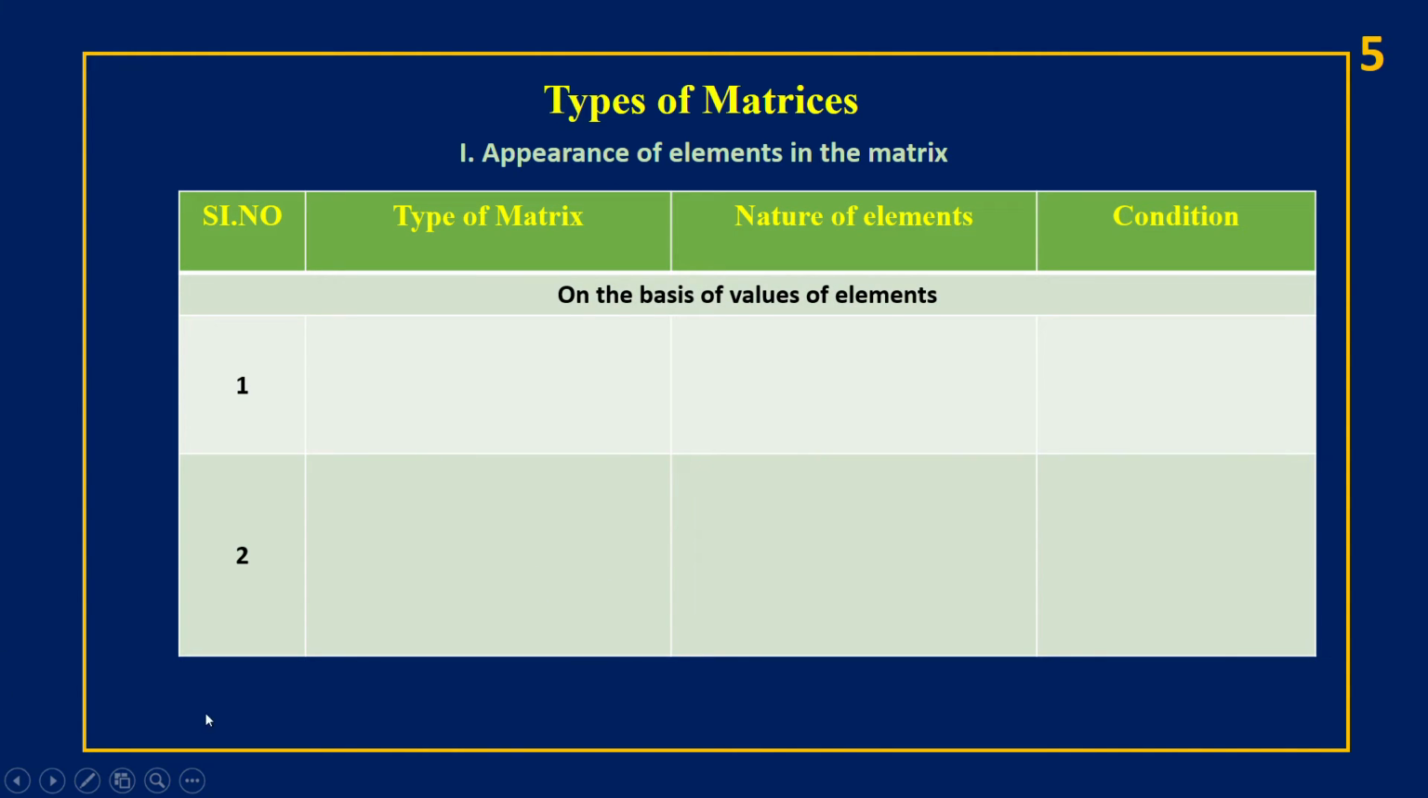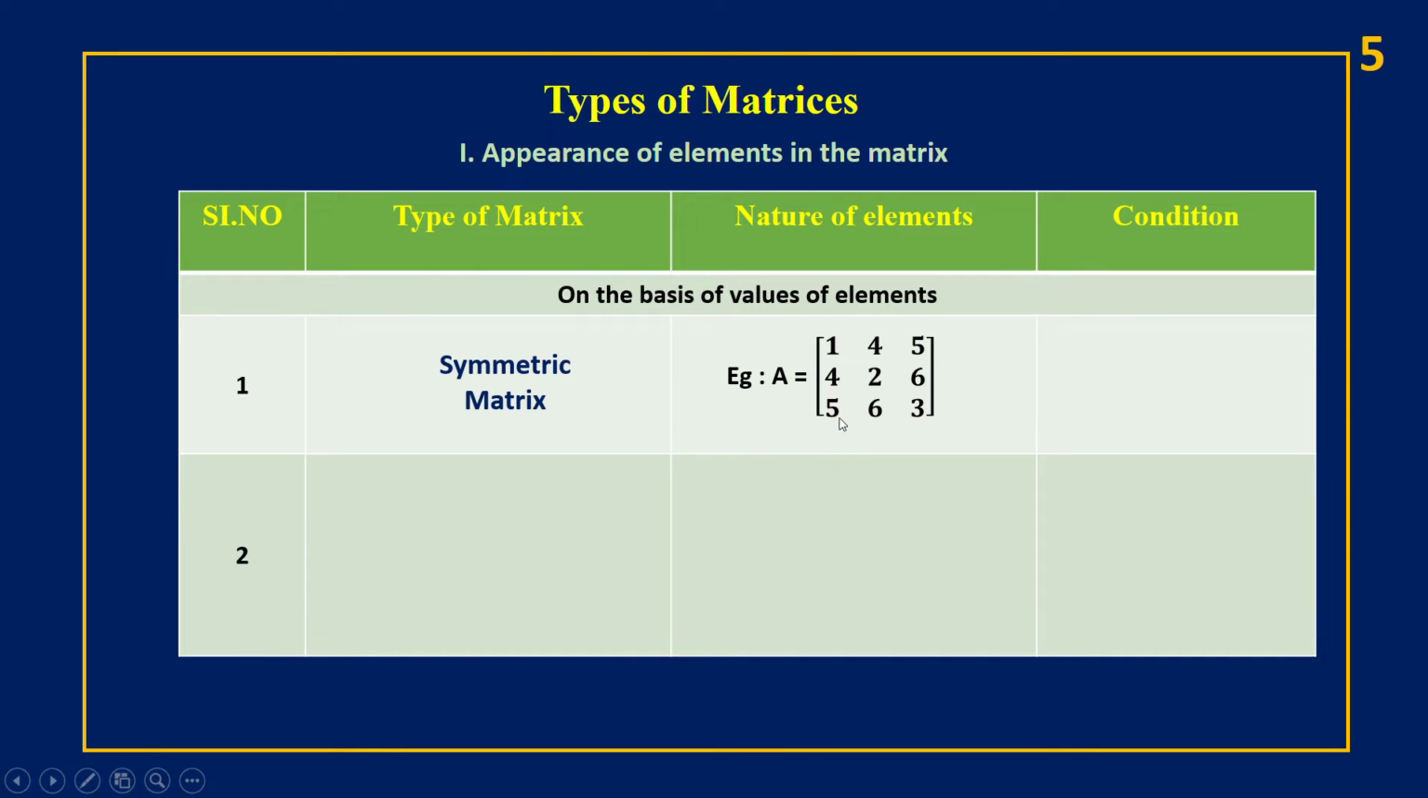And the third subclassification is on the basis of values of elements. So already we have classified on the basis of rows and columns and on the basis of structure of elements, and here, on the basis of numerical values of elements, it can be classified into symmetric matrix and skew symmetric matrix. First, I will tell you about symmetric matrix.